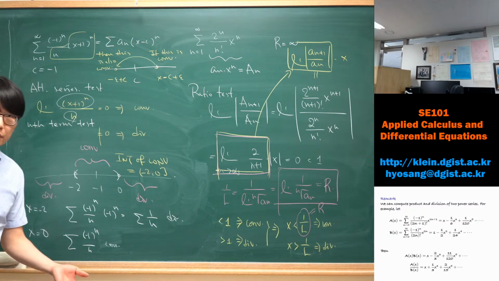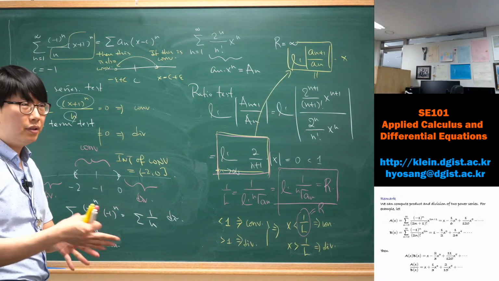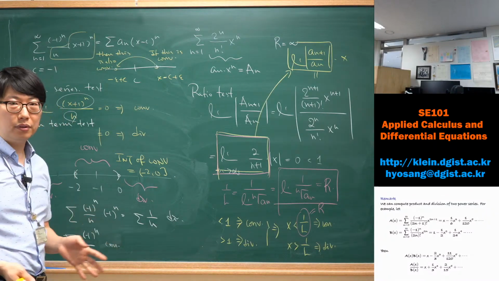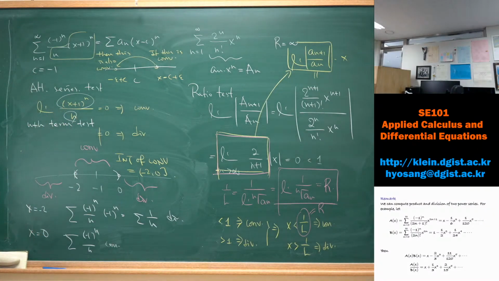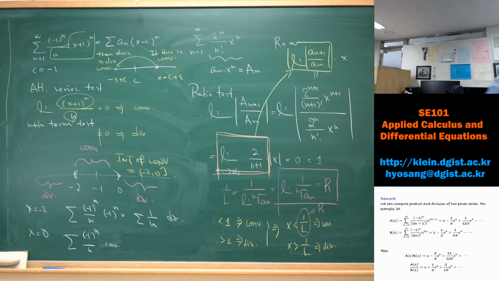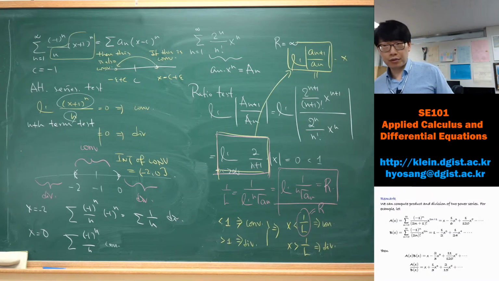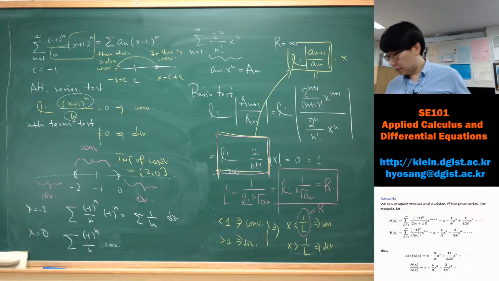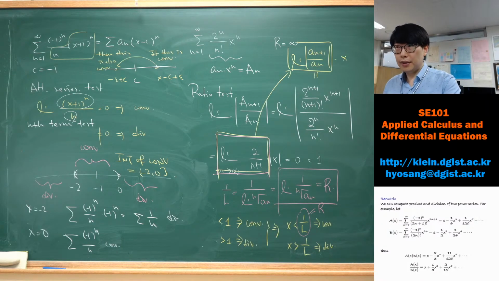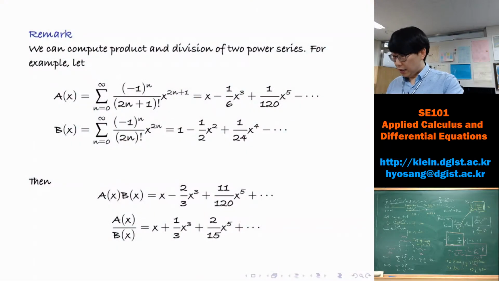Does it make sense? It's a little bit of cheating. We're using a deep theory from analysis, but our purpose is finding a radius of convergence, so it's okay to cheat a little bit. Okay, so we have an interesting arithmetic here.